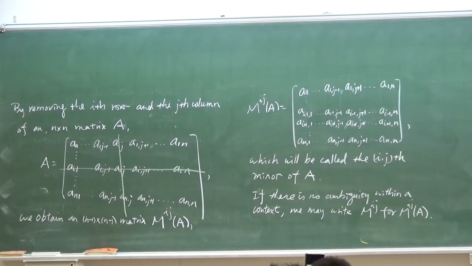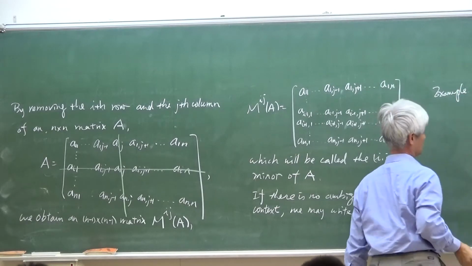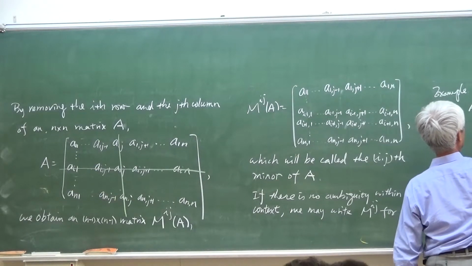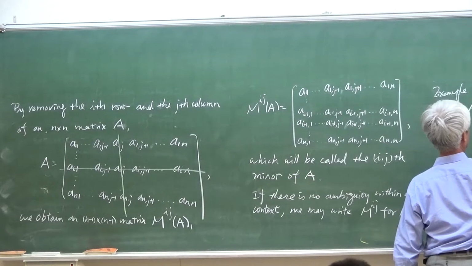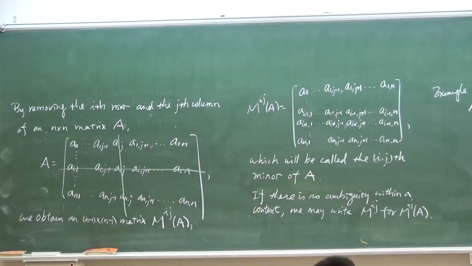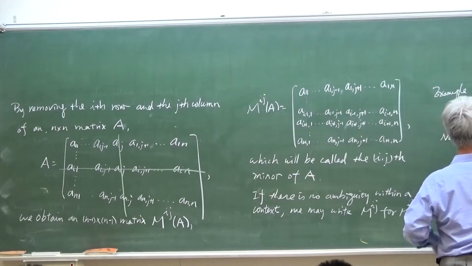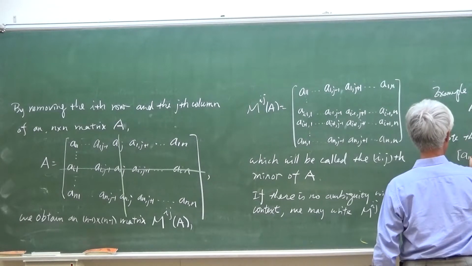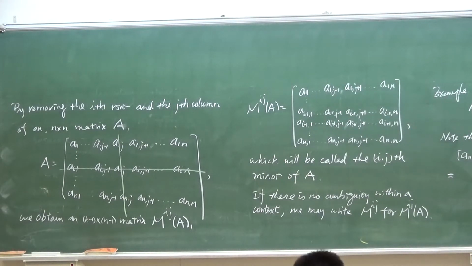Let me take an example, which I will do. Say A equals A11, A12, A13. So consider a 3x3 matrix. And now the first row of A is A11, A12, A13, right? And this first row can be expressed as a linear combination of the standard rows.